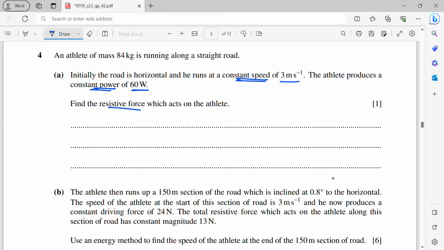So we know that power is F times V. Power is given as 60. The F is the resistance force here because we don't have a driving force. So F is the resistance force and V is the speed, 3. Therefore, your F is 60 over 3, which is 20 newtons.